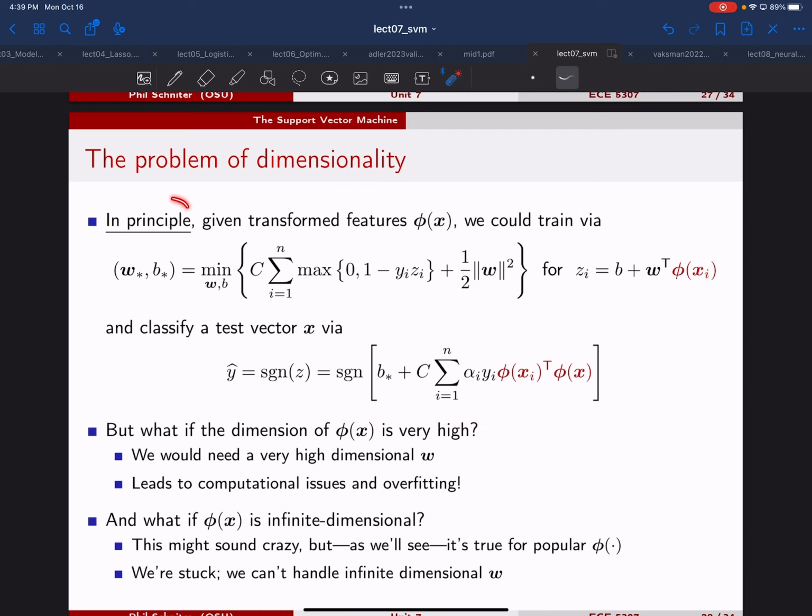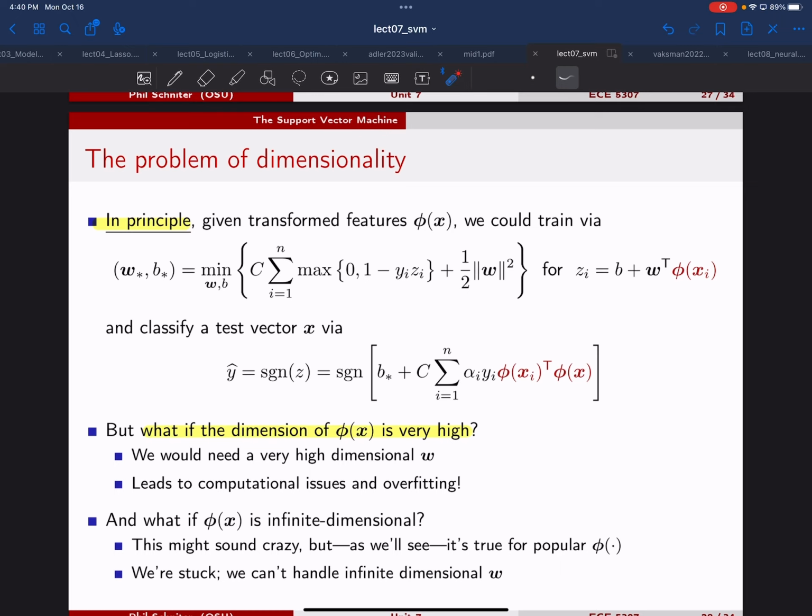Now, I'm saying that this is what you could do in principle because this is not what we're going to do. And the reason why is, what if the dimension of our new features is very high? What if we have expanded the dimension by a huge amount? Then the effect is that this W vector needs to be much longer. You have way more coefficients here, and so that means that this optimization problem is going to be a lot harder to solve. So that's the downside to this.